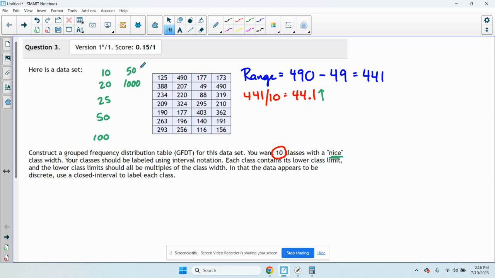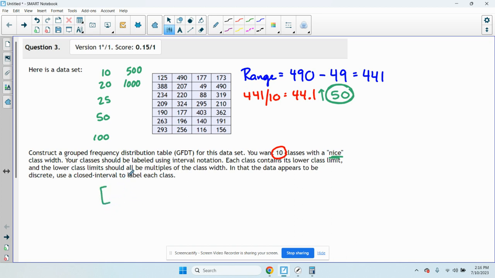500. Those are the nice numbers. So this is always going to be close to one of these. That's how these problems are set up. So it looks like I'm going to round this to 50. So that's my class width. Each class is going to have a size of 50.